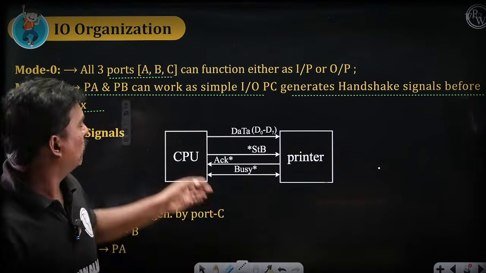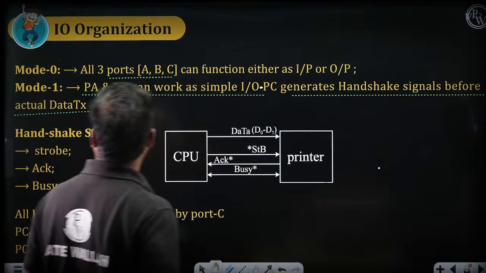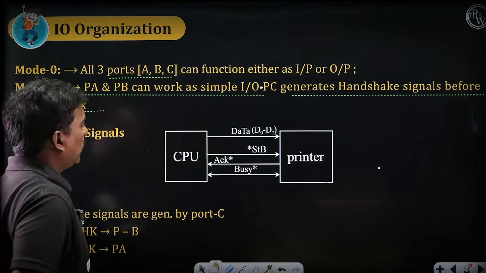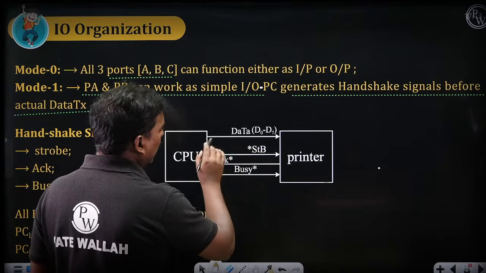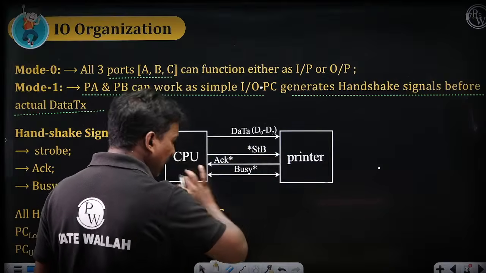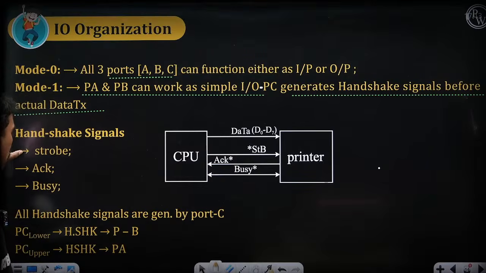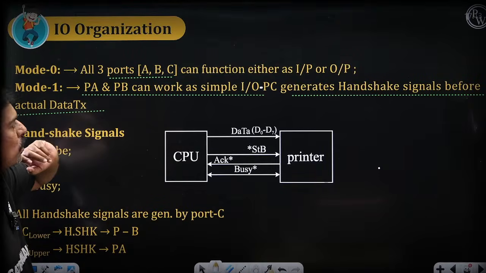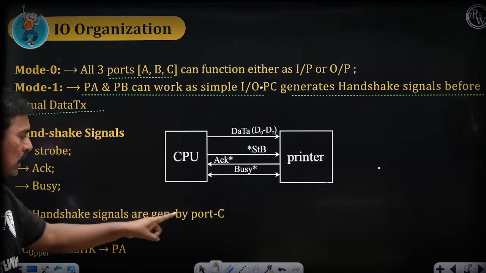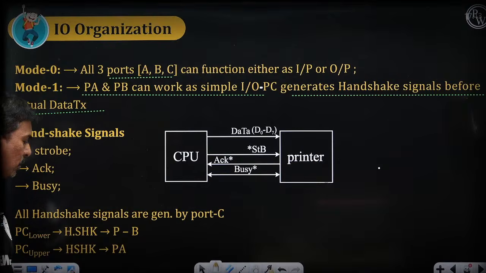Port A and port B will work in mode 1, whereas port C generates handshake signals before the actual data transfer. Now if this is a CPU and this is a printer, this is the data actually, but before data we send the strobe signal, then the acknowledge signal, then the busy signal. Strobe, acknowledge, busy, these are the handshake signals. All handshake signals are generated by port C. Port A and port B are involved in data transfer. Port C lower and port C upper are involved in handshake.